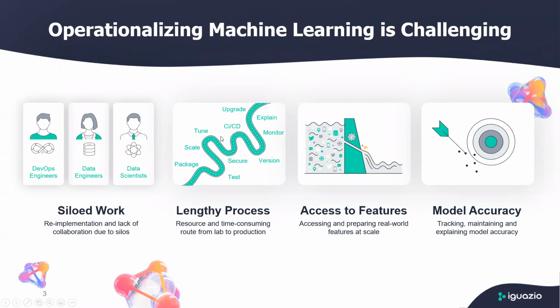I listed just some of the things you need to do along that process, anywhere from packaging your code, making it scalable, tuning, security, logging, monitoring, CI/CD, and all of those things. And even after it's deployed, then we have explainability and other post-production aspects.